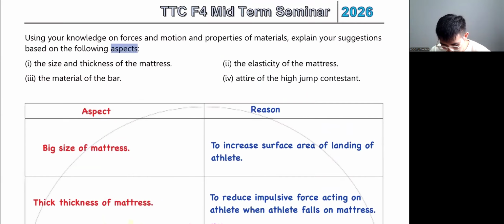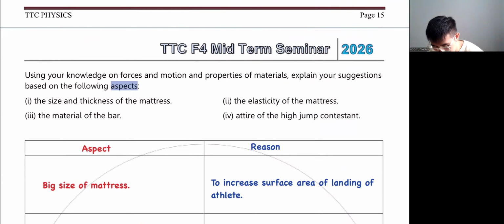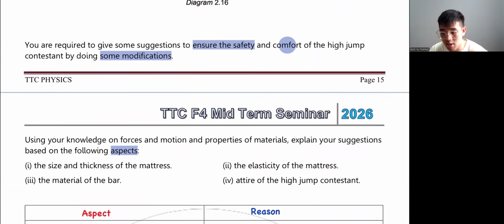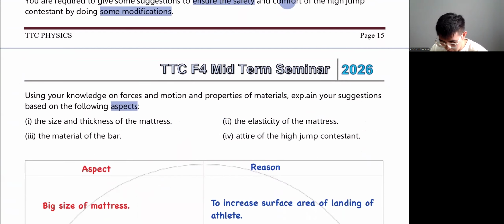Last one, the attire of the high jump contestant. Many times, students tend to tell me very nonsense answers. So please don't write this. You can have a laugh at it, but never write this answer. Don't go and write Nike, Adidas, saying I want to wear Nike, Adidas.